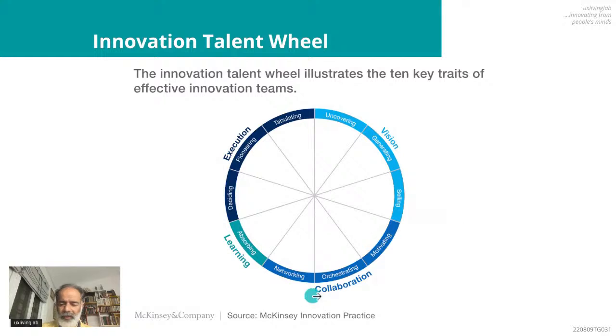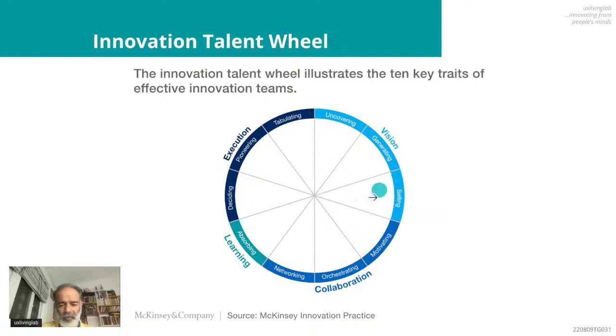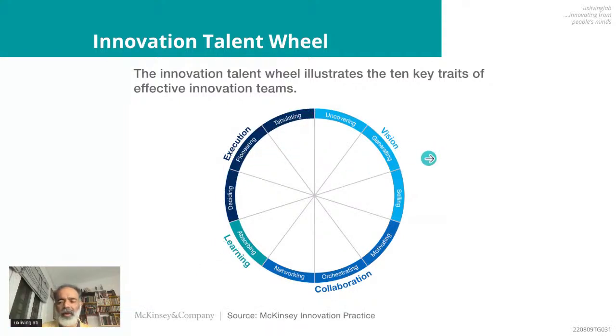Then the next is collaboration. Collaboration contains networking, orchestrating, and motivating. These are the important traits you need in the collaboration group. Then learning is absorbing. Then the execution group, we have deciding, pioneering, and tabulating. These are the traits the innovation team should have, because they have to have a good vision, which contains all these factors, then they are interested to collaborate with others. There should be a learning environment. They have to execute. Well, this is one of the best models presented by McKinsey.